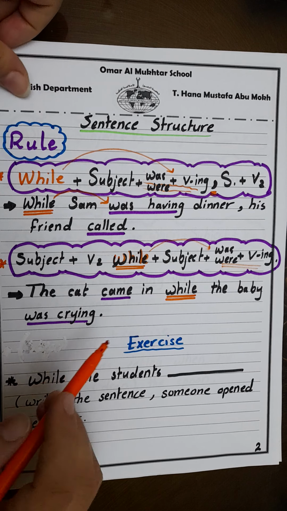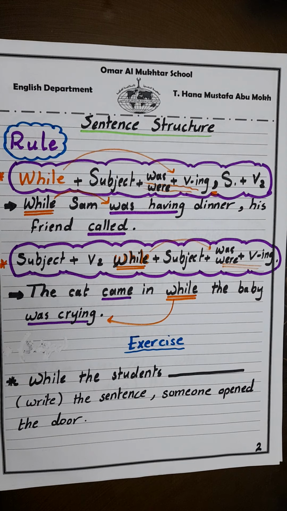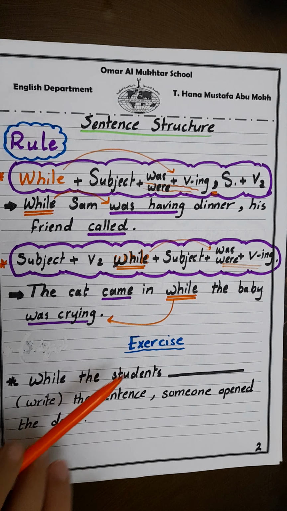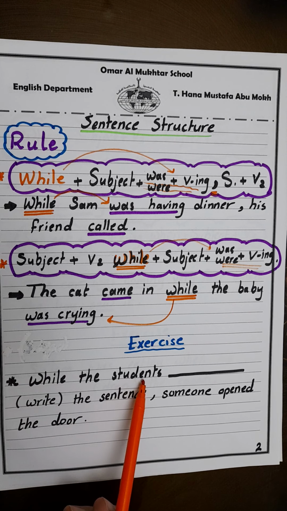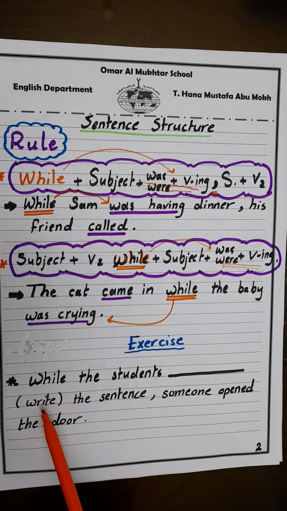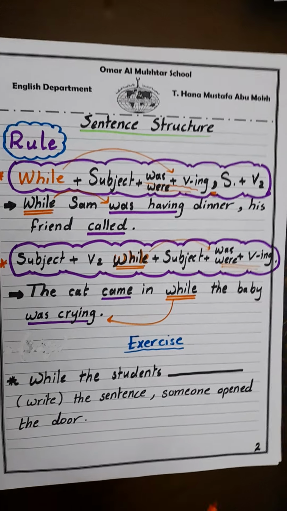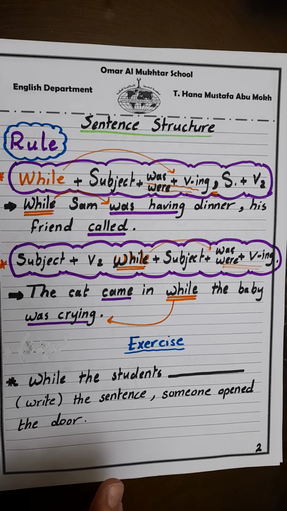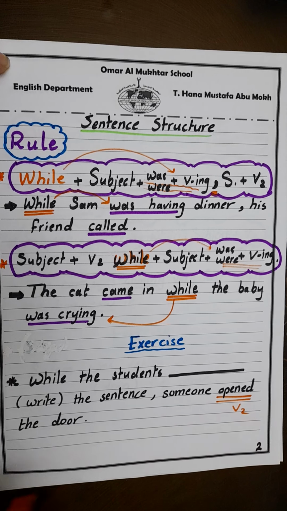Okay, so what here? While. What comes after it? What comes after while? was plus verb ing. Now in this exercise I need you to write it in your notebooks. Write this exercise in your notebooks. Okay. While the students, gap or space, write the sentence, someone opened the door. Pay attention. I have while at the beginning, so what type of verb comes after it? Okay, now here I have verb to, or the sudden action, present.